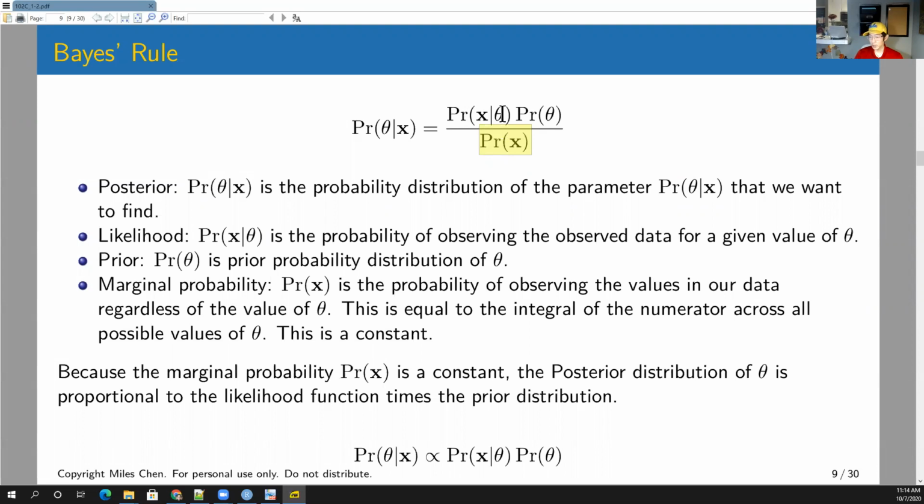Because this marginal probability of x is a constant, the posterior distribution of theta can just be expressed as something that is proportional to this. So I can just say it's proportional to the numerator, and I can ignore this marginal probability that shows up in the denominator because I know it's a constant. So I don't need to worry about it too much.